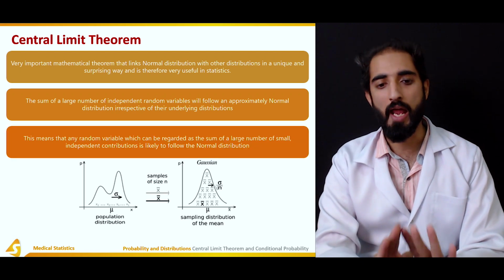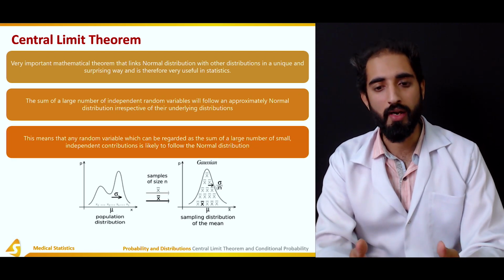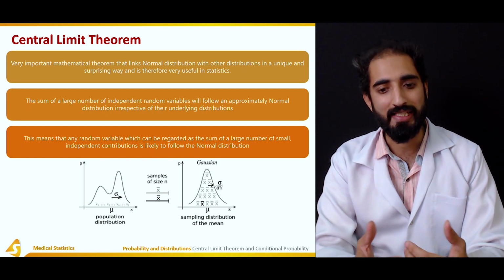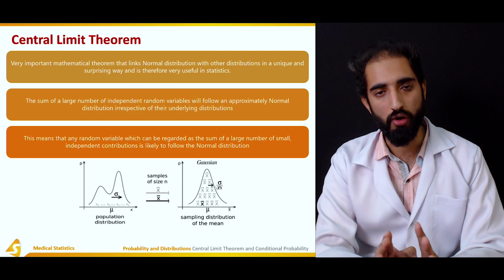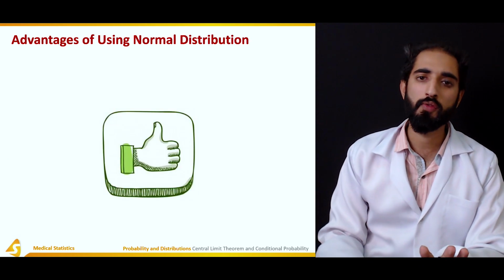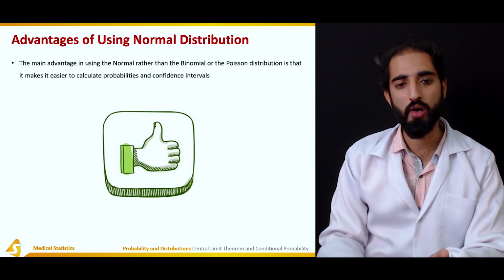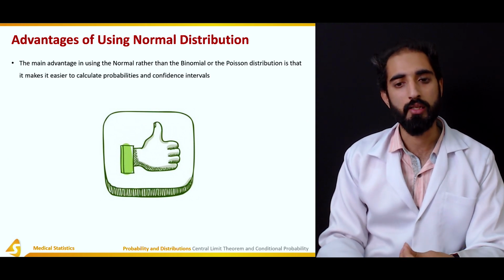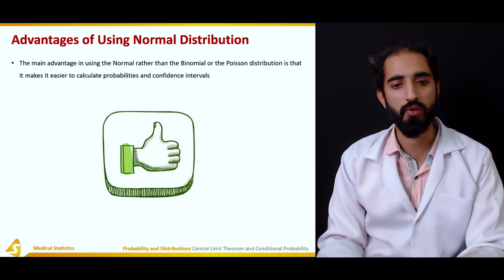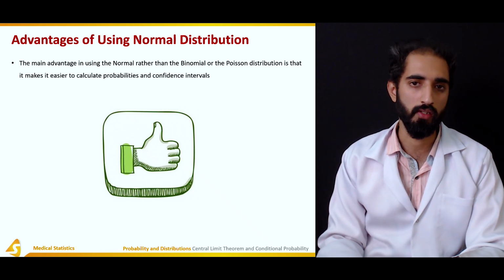So this means that any random variable, which can be regarded as the sum of a large number of small independent contributions, is likely to follow a normal distribution. So what are the advantages of using a normal distribution? The main advantage in using the normal rather than the binomial or Poisson distribution is that it makes it easier to calculate the probabilities and confidence intervals.